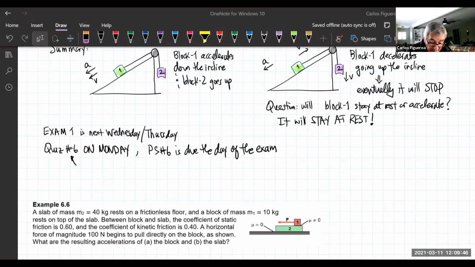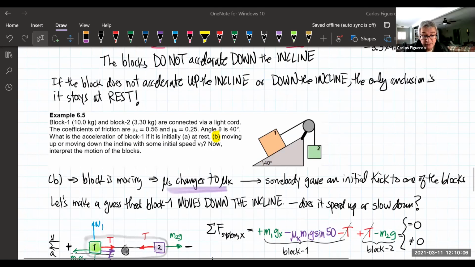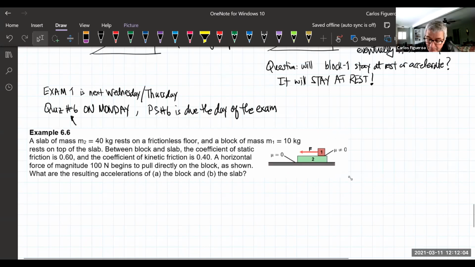So quiz on Monday. That means most of the problems you should be able to solve now. The ones I'm doing are the trickiest ones on the homework. And I think example 6.5, the one that we just did right here, is a tricky problem. It's hard. This is a problem that really brings in Newton's third law in a very sophisticated way.